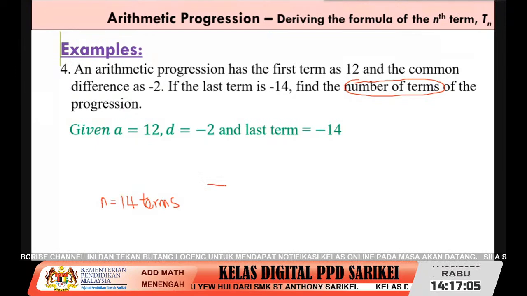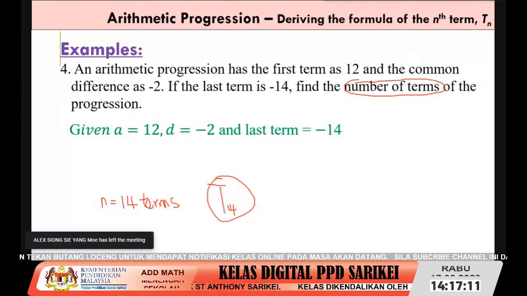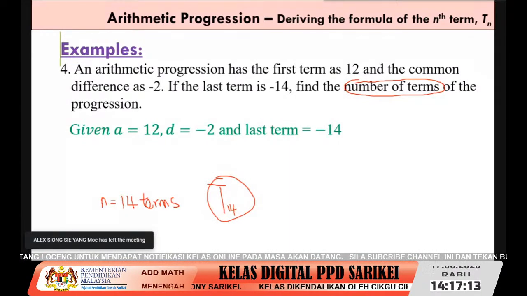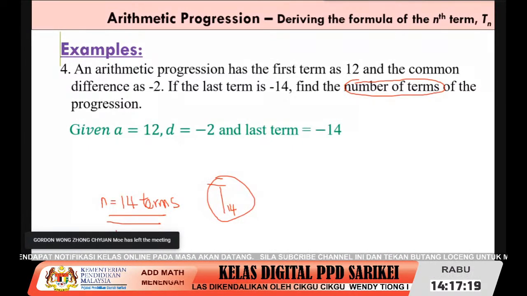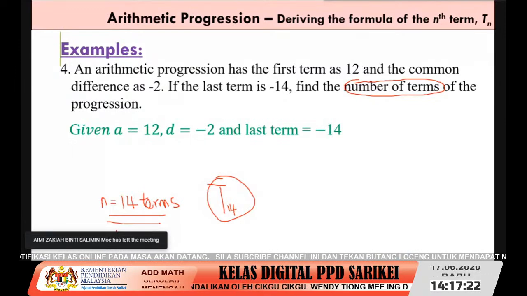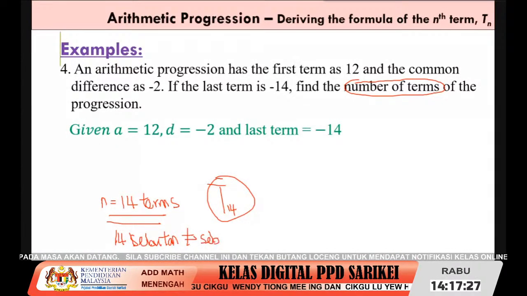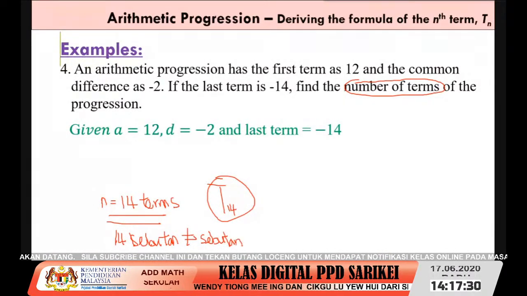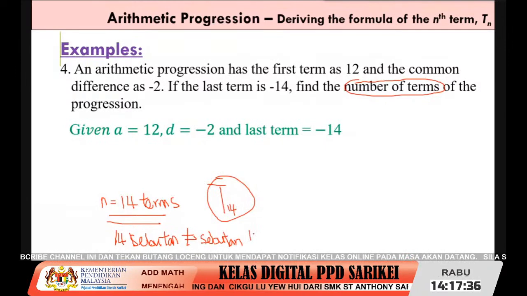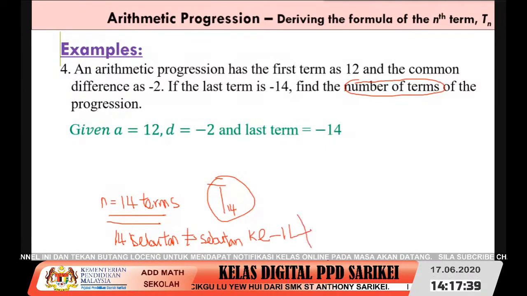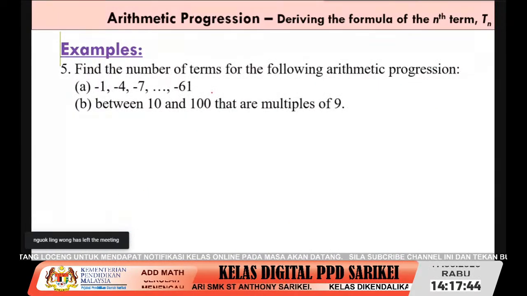So class, you don't write like this. Okay, you don't write T14. Why? T14 means sebutan yang ke-14, bukan 14 sebutan. Jawapan yang betul 14 sebutan, bukan sebutan yang ke-14. Sorry, my handwriting today is very poor because I can't use the tablet pen. Sebutan ke-14. Okay, next example number 5.